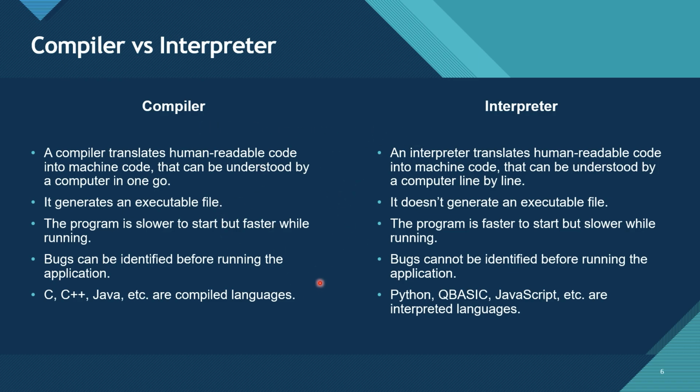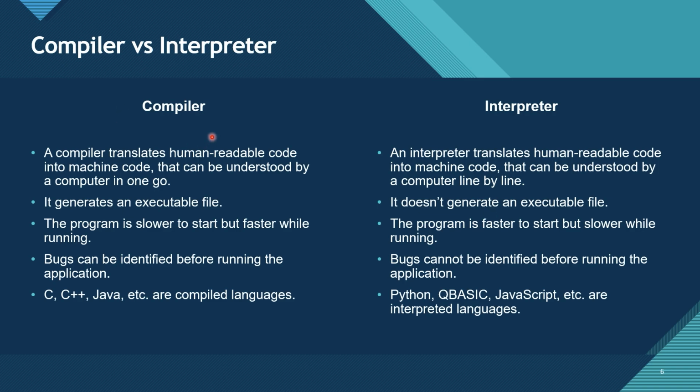Basically the compiler can translate human readable code into machine code in one go. It takes all of a file and translates it into machine code in one go and generates an exe file. The interpreter does not do that. It translates the human readable code into machine code line by line, so it's not in one go. And it does not generate an executable file too, because it's translating it line by line, not the entire program at once.